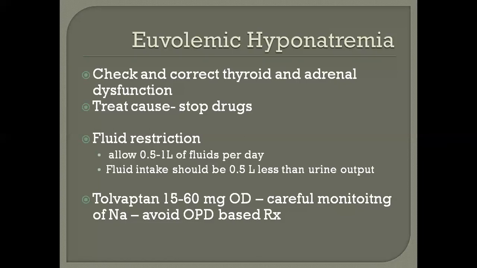Then tolvaptan, which is again from the vaptan group, AVP antagonists. These have been used especially in malignancy-related SIADH. The dose is 15 to 60 milligrams OD. This is an oral preparation, but you have to monitor the sodium carefully here also, because there can be a rapid rise in sodium in some patients and they can again have ODS and other problems. So even giving this on an OPD basis should be avoided. You should preferably keep the patient in hospital and monitor the sodium once you're treating with vaptans.